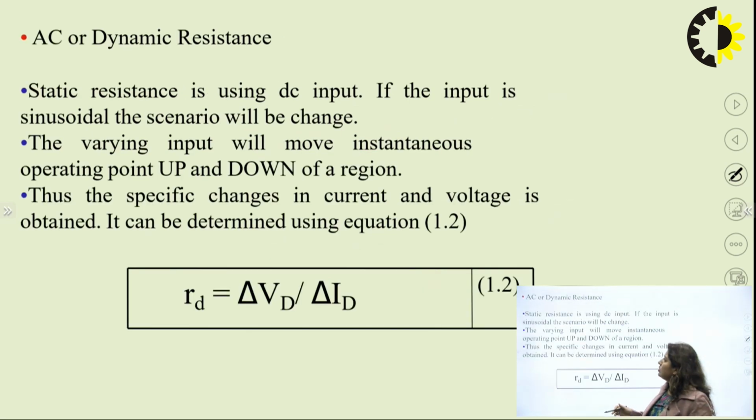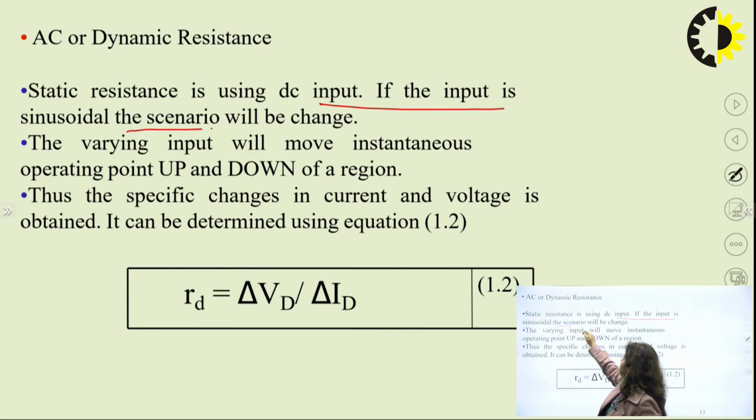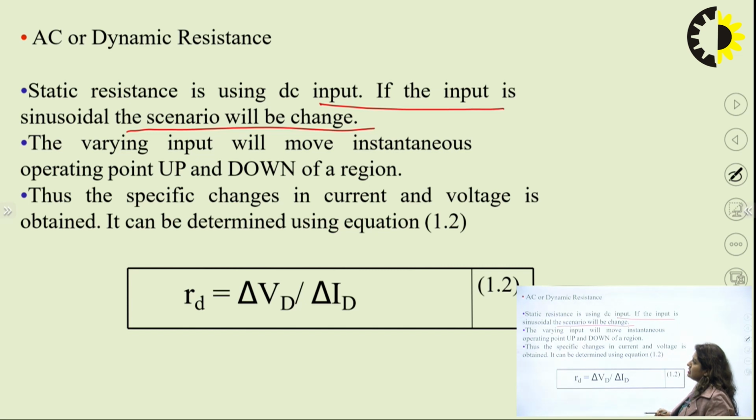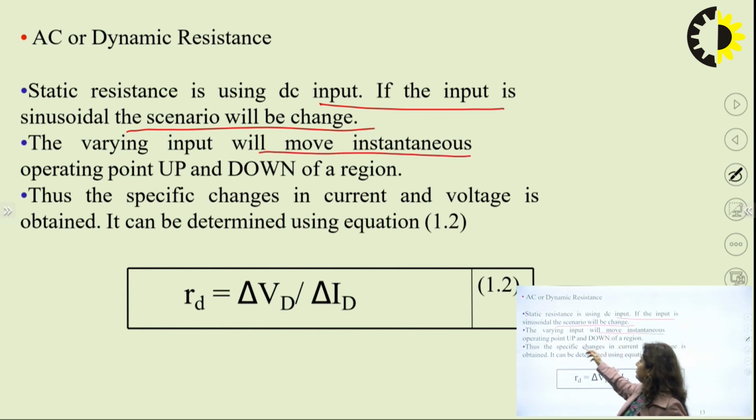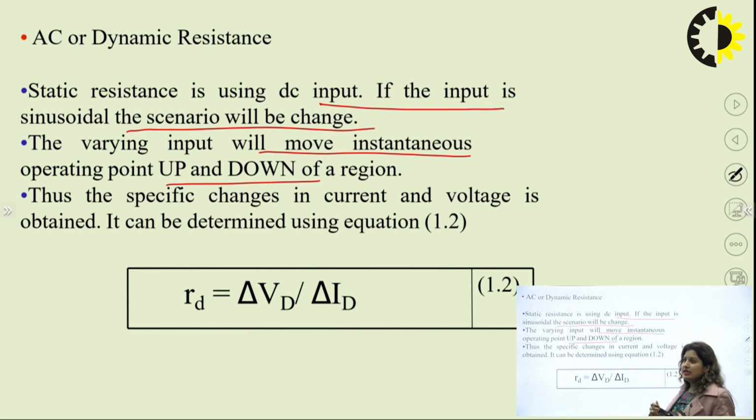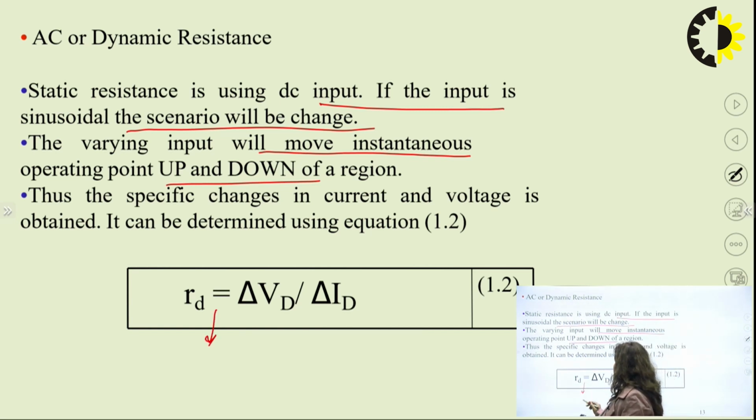Next we have the AC or dynamic resistance. Static resistance is using DC input. If the input is sinusoidal, the scenario will change. In the static resistance case, we have only DC input, but when we apply AC input, the varying input will move the instantaneous operating point up and down a region, and thus there will be specific changes in the current and the voltage obtained. That difference we have to calculate with the help of the graph. So RD is equal to delta VD upon delta ID. This is for your AC or dynamic resistance.